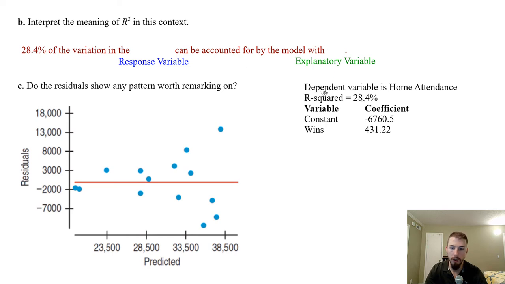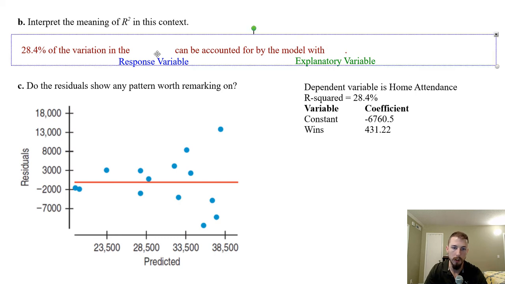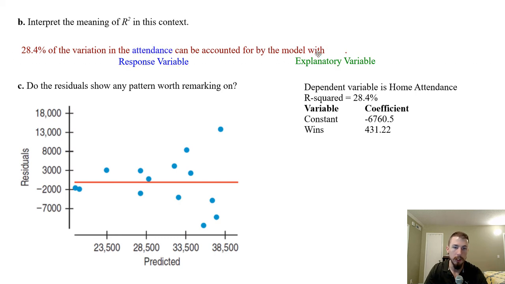All right, so our r squared is 28.4. So 28.4% of the variation in the response variable, which we said was attendance, can be accounted for by the model with wins, which is our explanatory variable. This is just a general form. Right here you have your r squared, whatever your coefficient of determination is, which is just the correlation squared, by the way, and we'll do that in the next problem too. The variation in the response variable can be accounted for by the model with the explanatory variable.